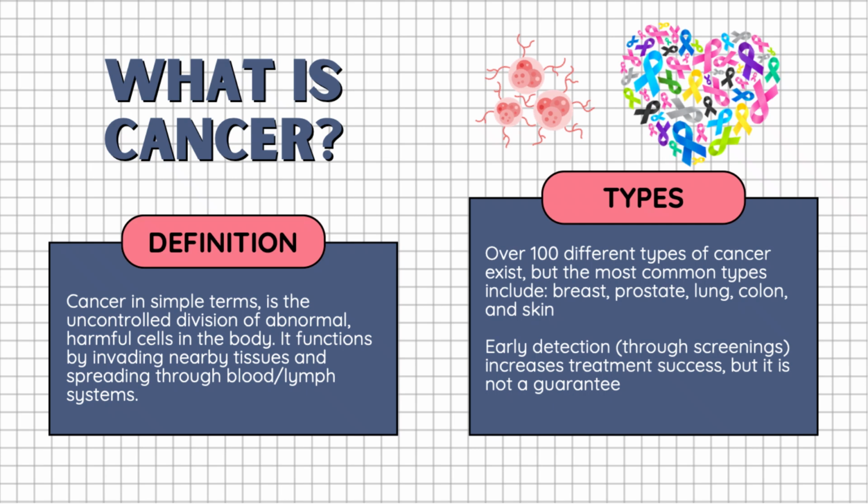Over 100 different types exist, but the most common types include, but are not limited to, breast cancer, prostate cancer, lung cancer, colon cancer, and skin cancer, respectively. Early detection through screenings increases treatment success, but even then, it's not a guarantee depending on the strain and how aggressive it is. Now we will talk about what causes cancer.